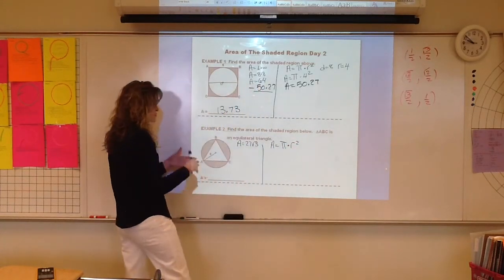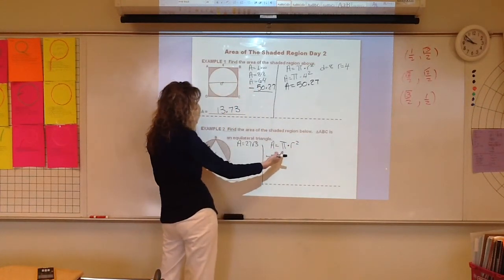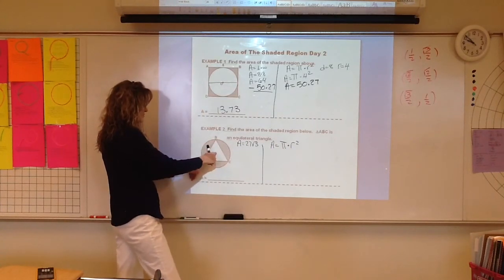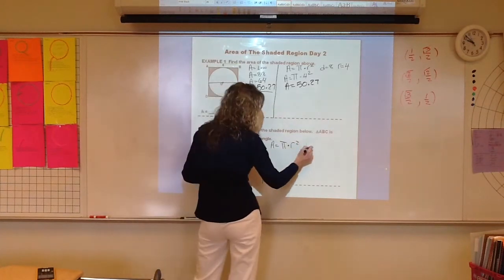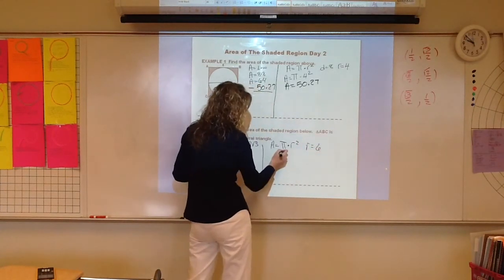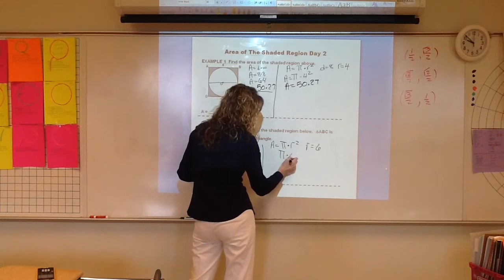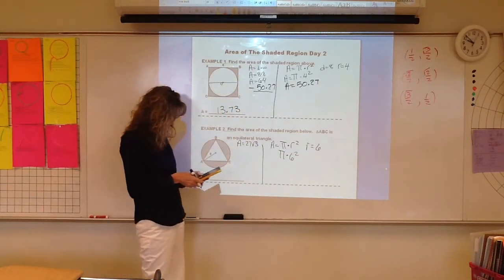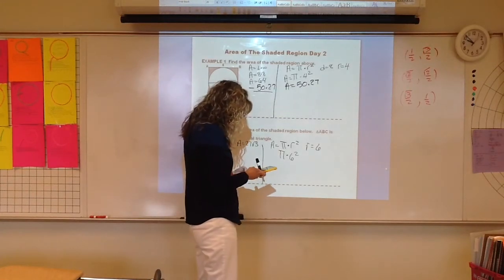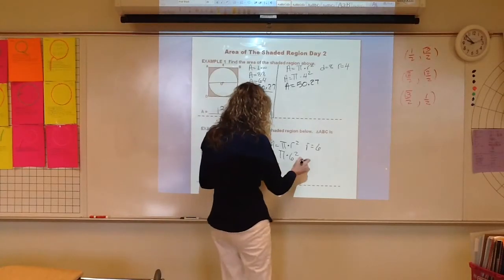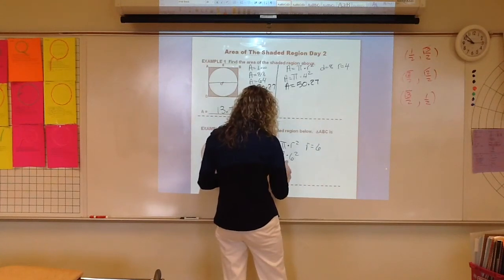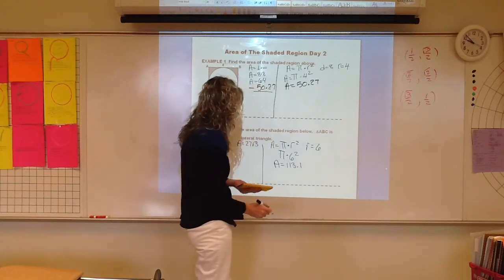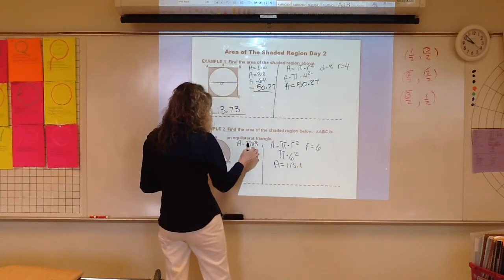So I ask myself, do I have the information that I need to find the area of the circle? Do I know the radius? Yes, I do. The radius is from the center to the side, and so the radius here is 6. So I'm going to go pi times 6 squared. And you want to use your pi symbol, and I get 113 and 1/10.